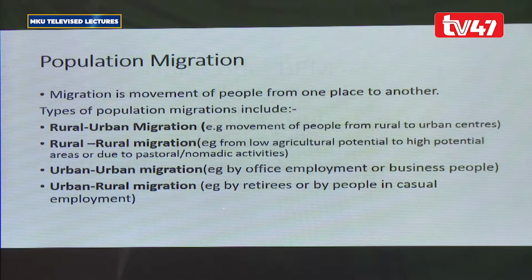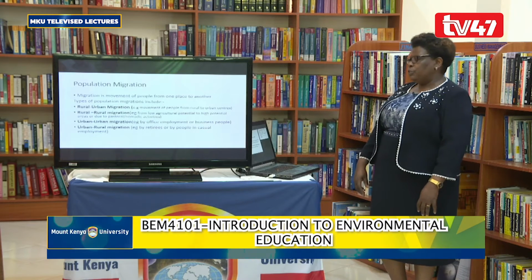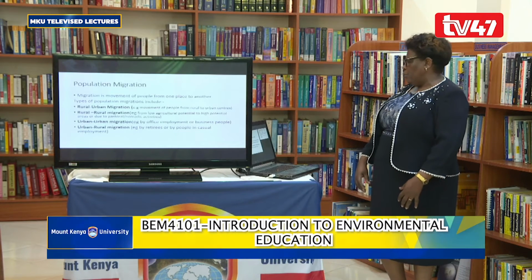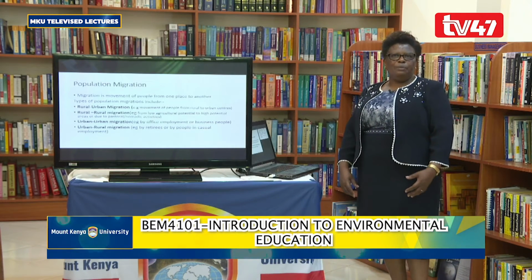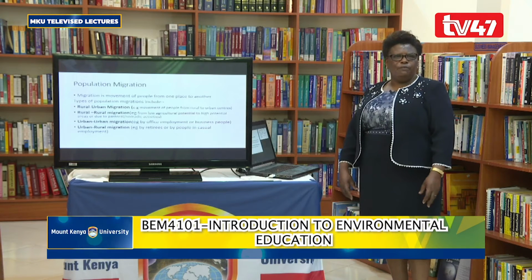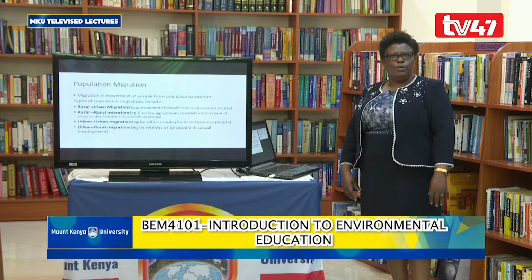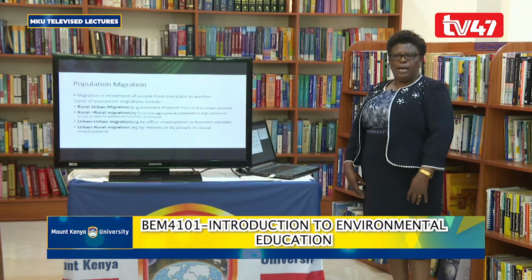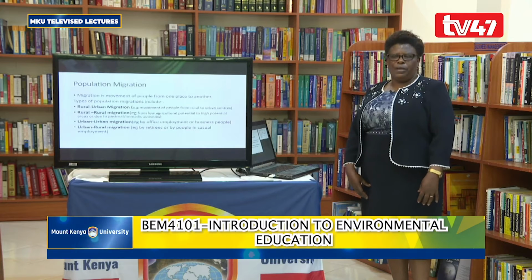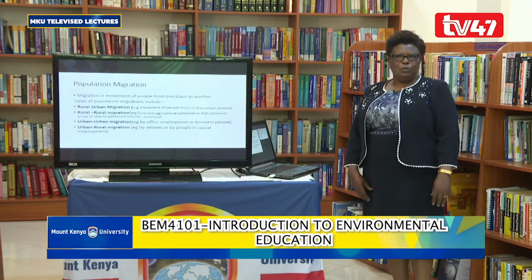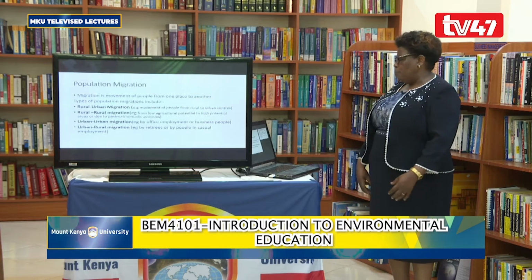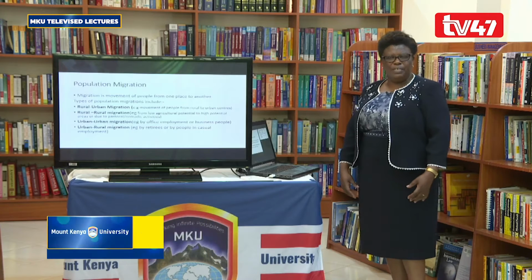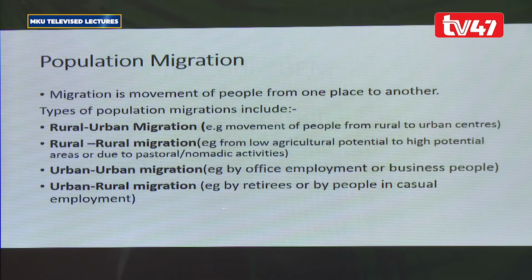We have rural-urban migration. When we talk about rural-urban migration, we are talking of people moving from rural areas to urban areas, basically because of factors like the need for employment. In the rural areas there is no employment, and people seek employment in the urban areas where there are industries and job opportunities. Better social amenities will also make people move from the rural areas to the urban areas, and they believe that life in urban areas is better.